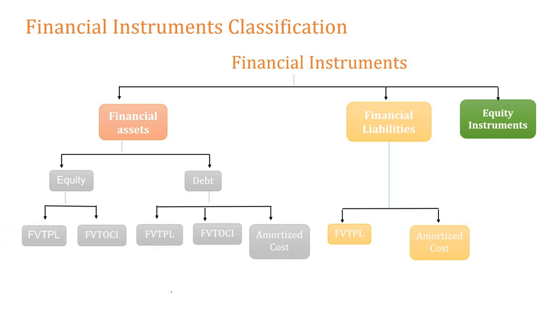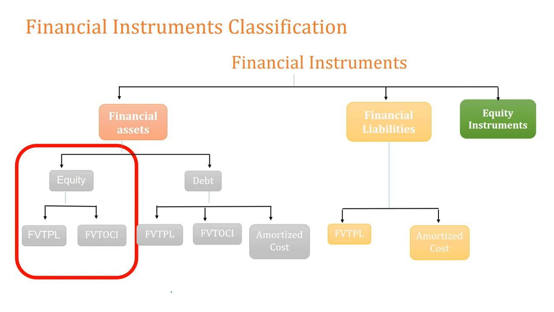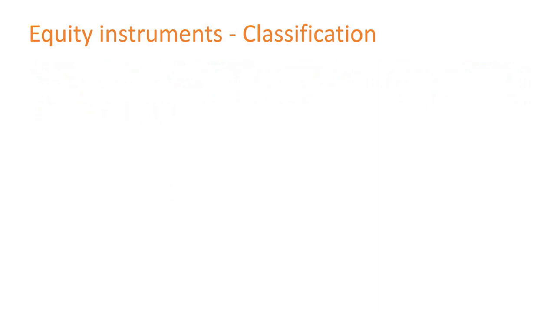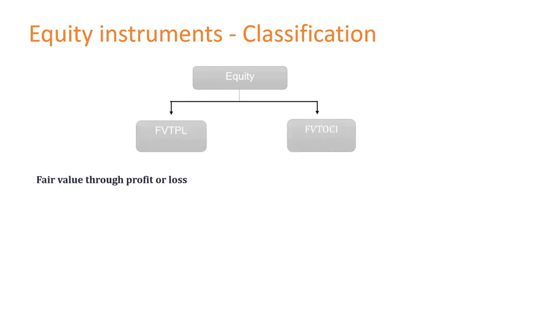the first category, which is equity, under financial assets. The first category is equity. We'll see what the basis is for classifying this as equity. Now we know that equity instruments we should classify into either fair value through OCI or fair value through P&L. Those are the two classifications, right? These are the two classifications: fair value through P&L and fair value through OCI. When it comes to equity instruments, why do we classify them into fair value through P&L and fair value through OCI?